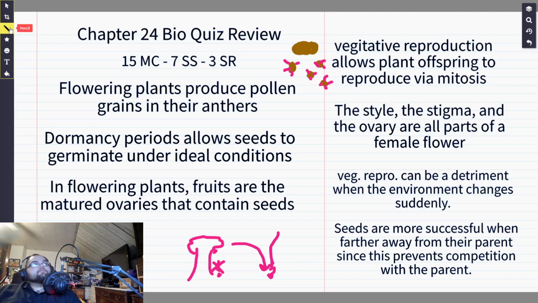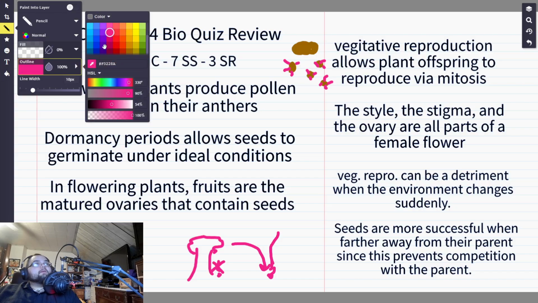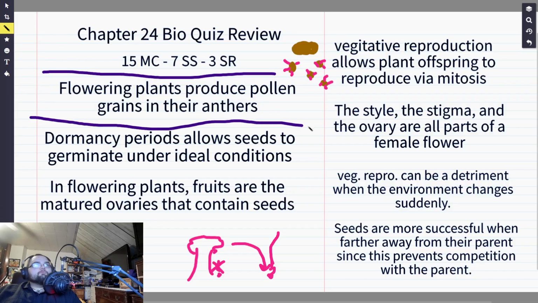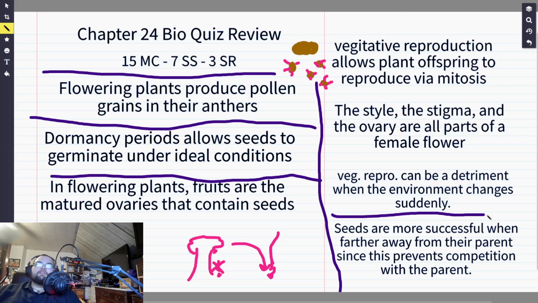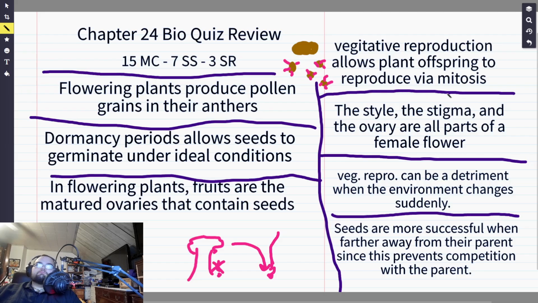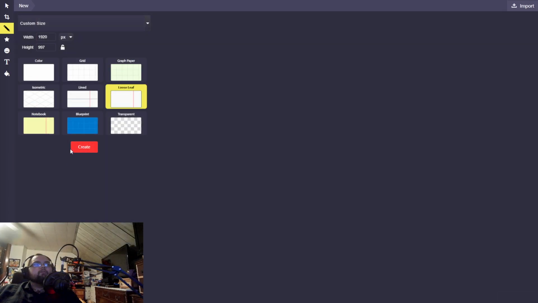Oh, what color do I want to use this time? Let's pop in with a nice purple. I like that one. We'll throw different lines. Take some seconds. If you need to pause, please feel free to do so. But we're going to move on to the next set of multiple choice.